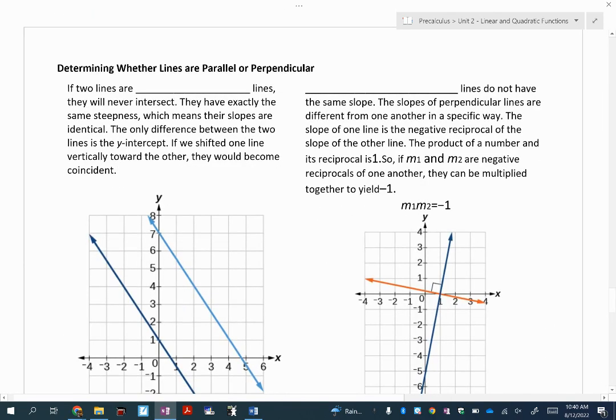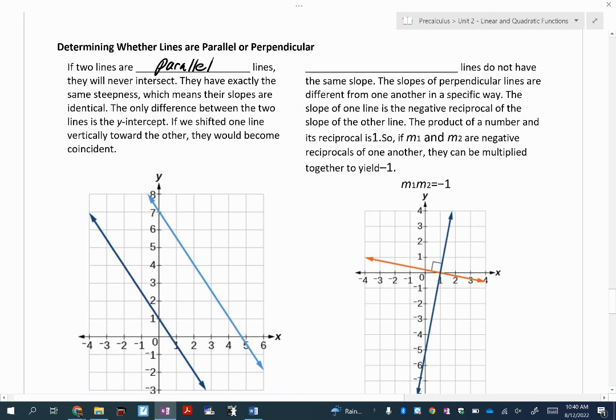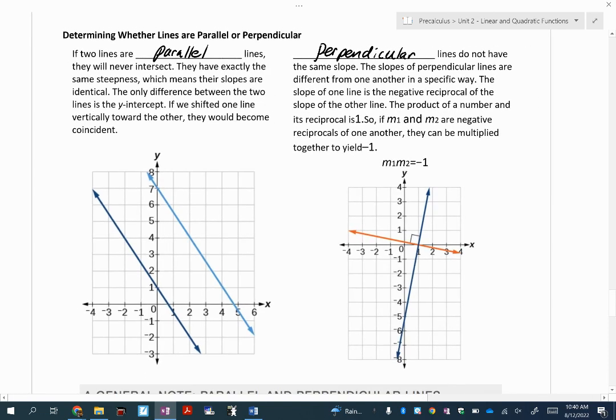Okay, now in terms of parallel and perpendicular lines, two lines that have the same slope but different y-intercepts are parallel, they'll never touch. And perpendicular lines, the only thing that must be true for perpendicular lines is that they must have opposite reciprocal slopes. And if two lines have opposite reciprocal slopes, that means at some point they're going to intersect and create what we call a right angle or 90-degree angle, which you can see in this kind of image here.